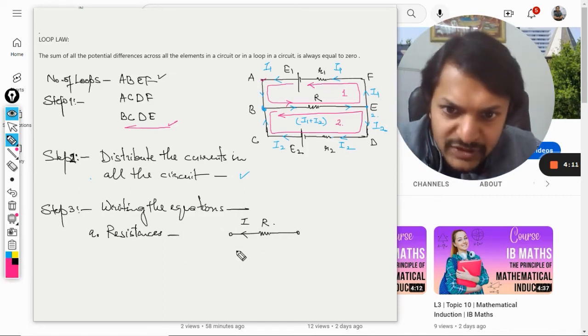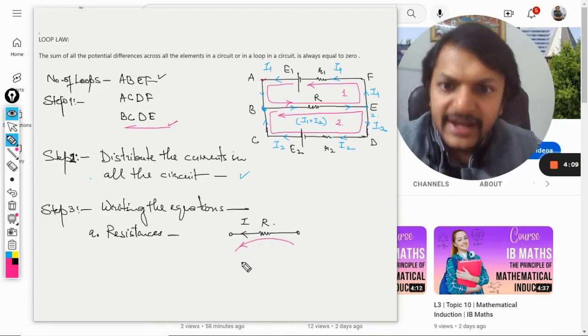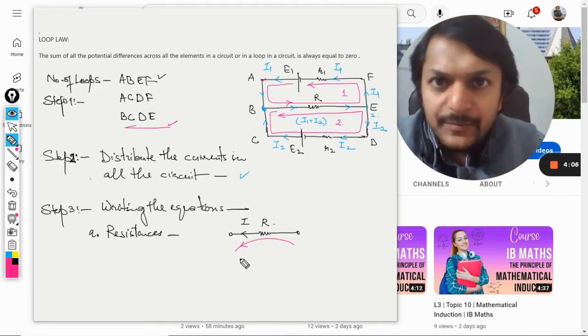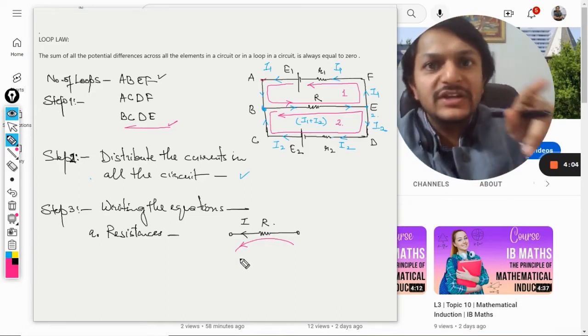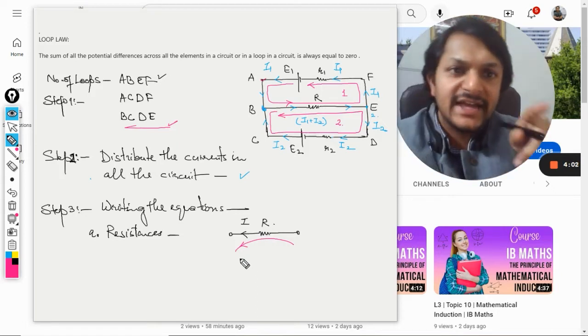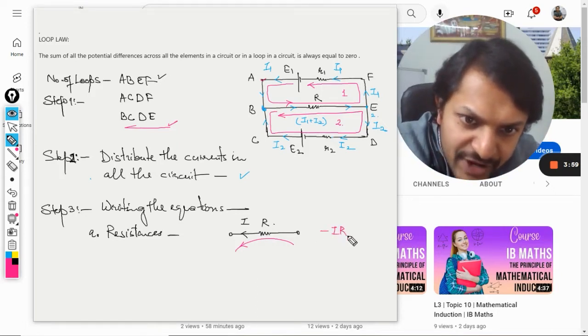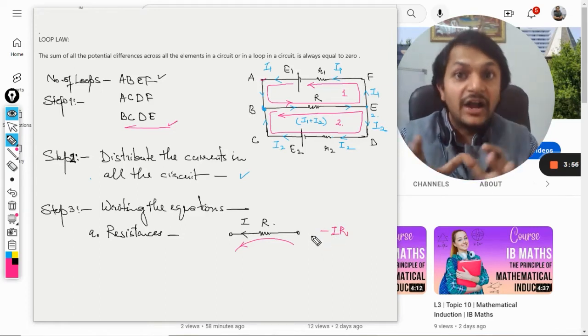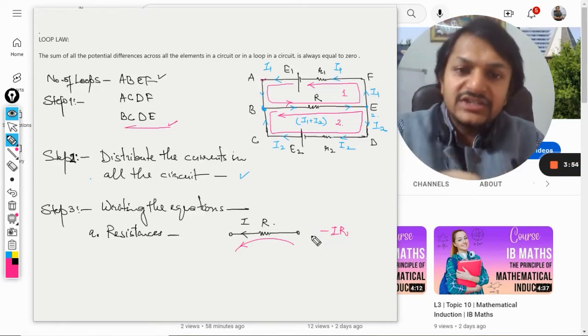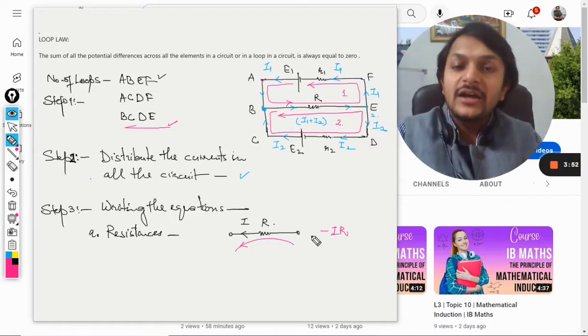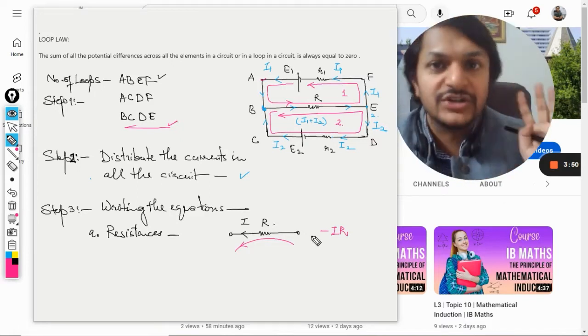Let us say the loop is moving in the same direction as that of the current. If our loop is moving in the same direction as that of the current, the potential difference will be subtracted, minus IR. It will be subtracted. So this term, that is minus IR, will be added into our equation.